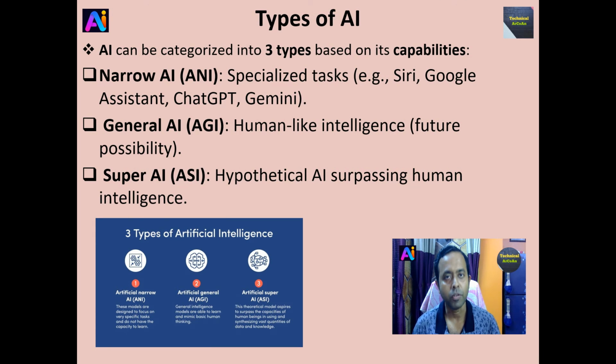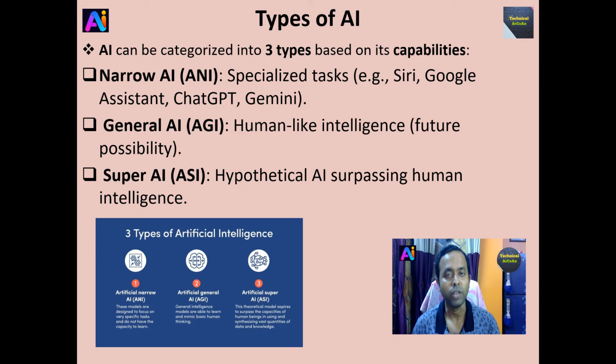So what are the different types of AI? AI can be categorized into three types based on its capabilities. One is narrow AI, also known as ANI, for specialized tasks like Siri, Google Assistant, ChatGPT, Gemini, Claude, Copilot, and so on. General AI, AGI, is human-like intelligence, a future possibility, right? Super AI, ASI, is hypothetical AI that surpasses human intelligence.